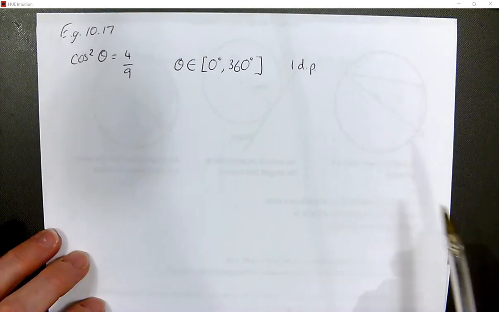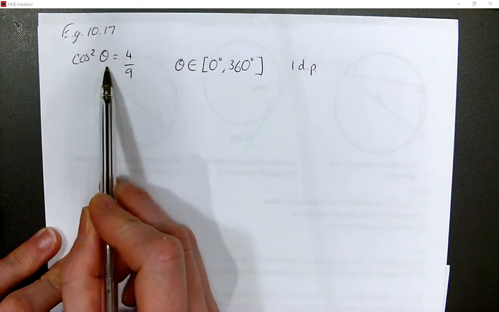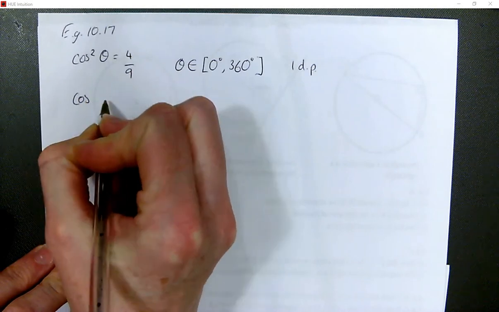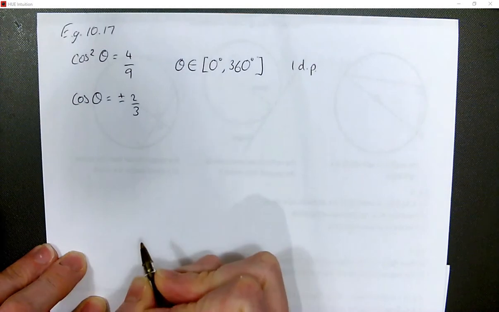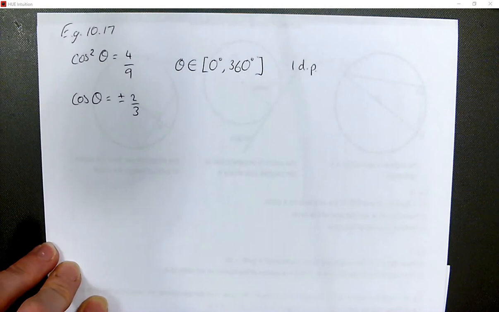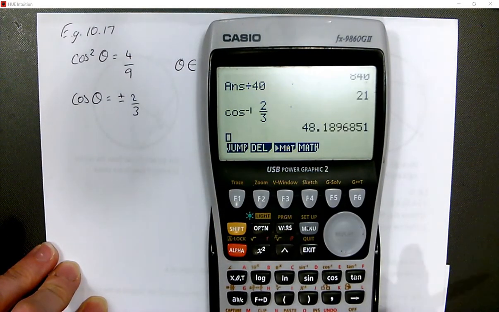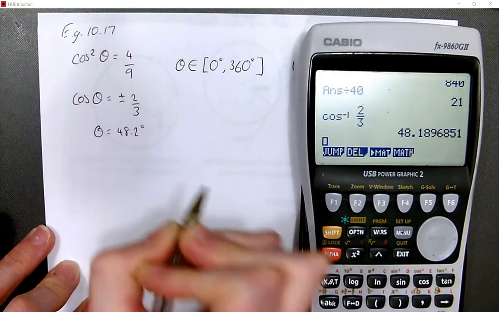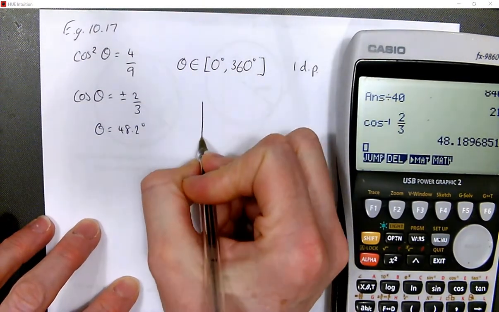Okay? Right, so if we're going to solve this equation here, we want to get the trig function cos theta on its own, so we're going to square root. Remember, you have positive and negative. So let's think about that. If we, on our calculator, inverse cos of 2/3, see what we get, 48.2 degrees. And that gives us our acute angle to put in our CAST diagram or graph.